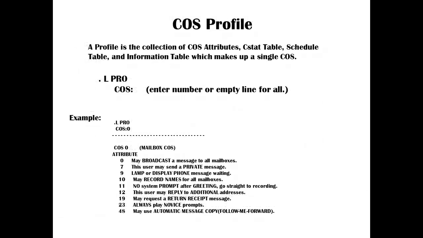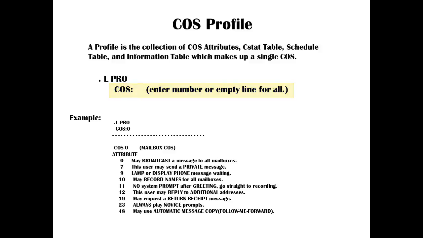The class of service profile table. A profile is the collection of 4 tables, including the class of service attributes, CSTAT, schedule, and information table, all which are required to make up a single class of service profile. This report is generated at the update prompt with the L-PRO command. You will be given an option to enter a specific number or an empty line to list all defined profiles.